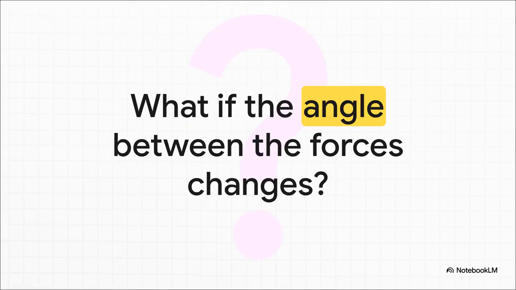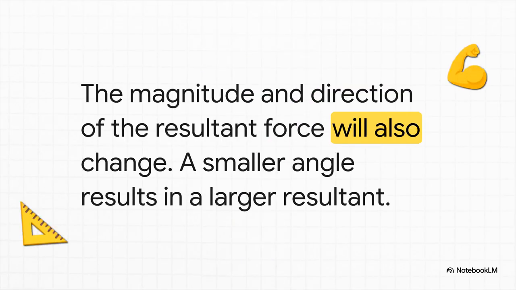All right, last question. Let's say you have two forces, and their strengths stay the same. What happens to the resultant force if you start changing the angle between them? The resultant is definitely going to change, both its strength and its direction. And here's the key takeaway. The smaller the angle between the two forces, the bigger their resultant force is going to be. Just think about it. If you and your friend are pushing a car, you get the most bang for your buck when you're both pushing from behind in the same direction. As you start pushing from wider angles, your combined effort gets less and less effective.